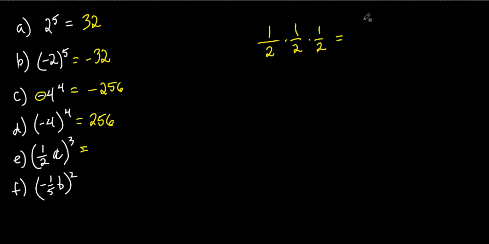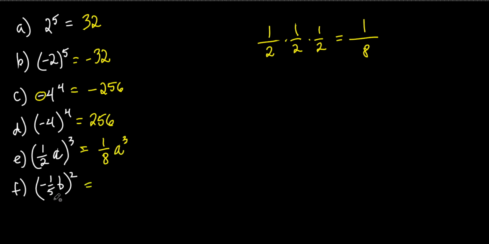Multiply straight across. That's a 1. Straight across here is an 8. All right, so 1/2 to the 3rd power, or 1/2 cubed, is what? 1/8. And now you just take the A, because what this parentheses means is you just take everything in there to the 3rd power. Okay? Do them individually. So 1/2 to the 3rd is 1/8. A to the 3rd is just what? A to the 3rd, or A cubed. And that's your answer right there. It's as easy as that.